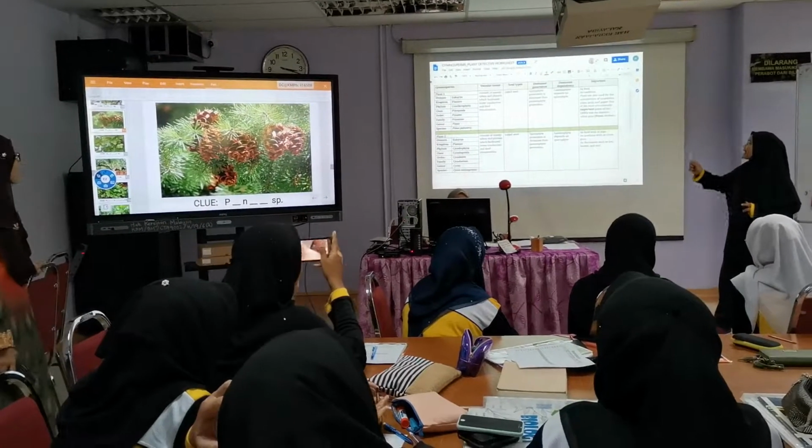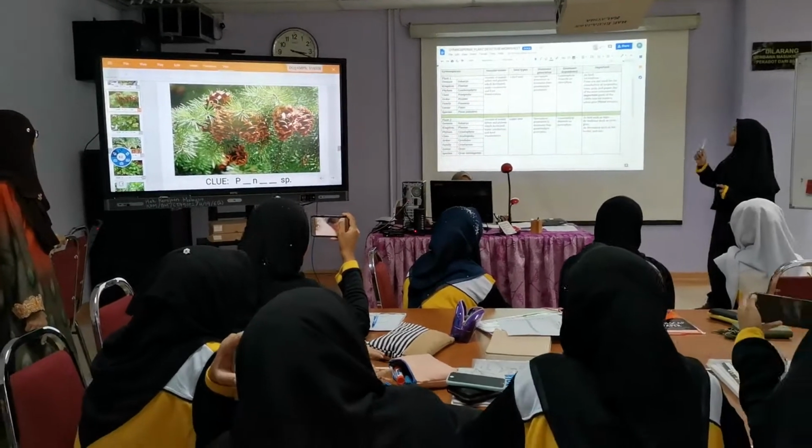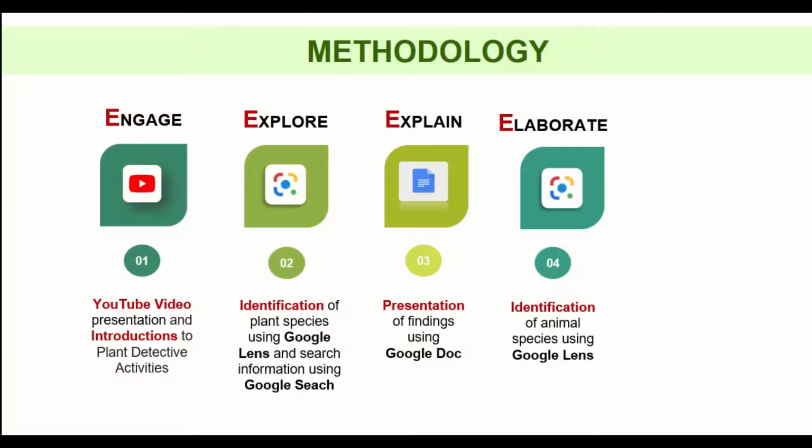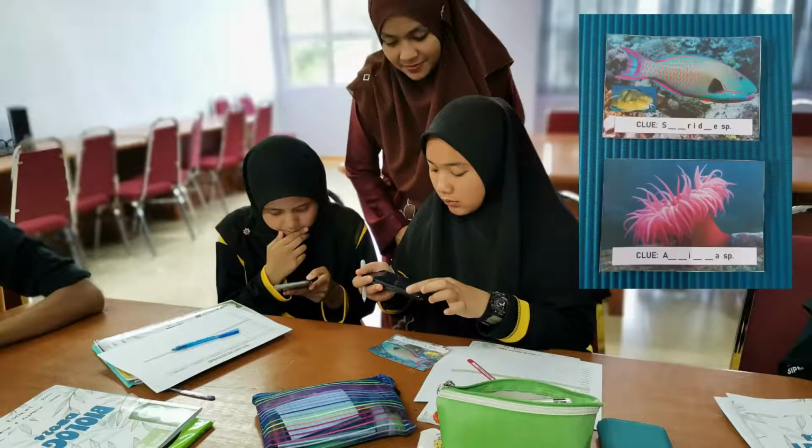Consists of matrix, xylem and phloem, which facilitate water conduction and food transportation. In the Elaborate session, students apply the skill obtained in the exploration to identify several animal species using Google Lens.